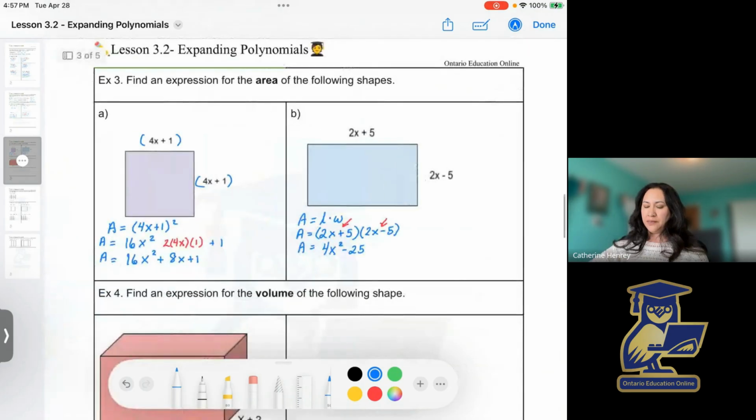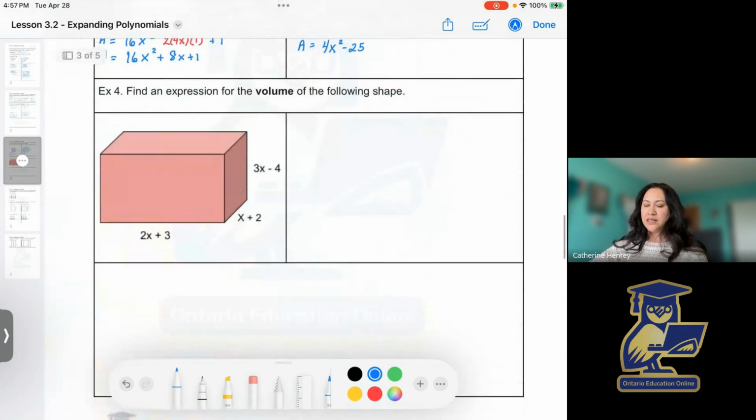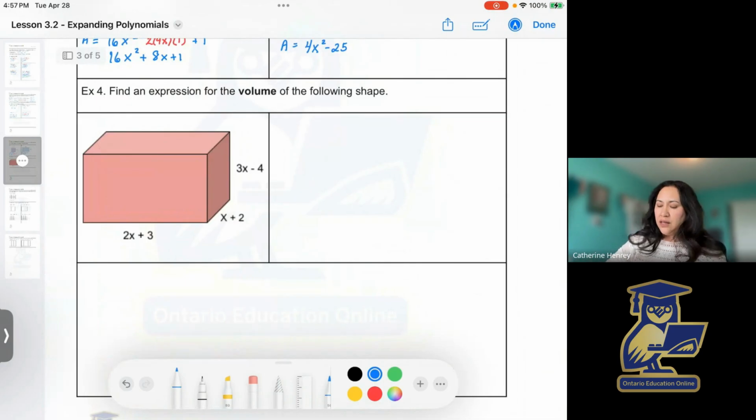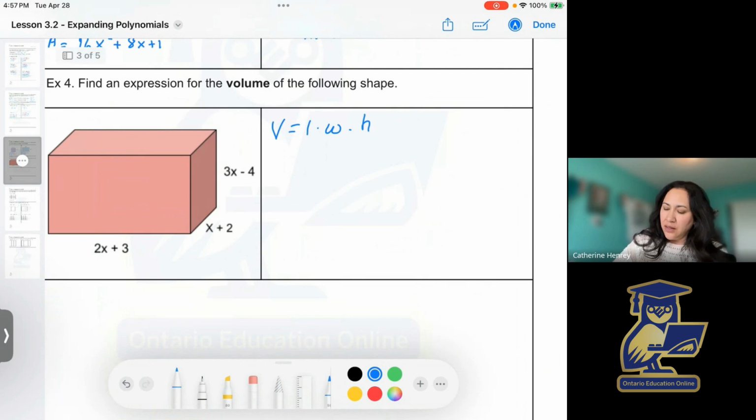Good. The last example here is an expression for volume. The volume of a cube is equal to length times width times height or depth. We'll call it h for height. And we have all the expressions. We have to multiply them all together. So let me zoom in a little bit here. This is going to be equal to 2x plus 3 times x plus 2 times 3x minus 4.